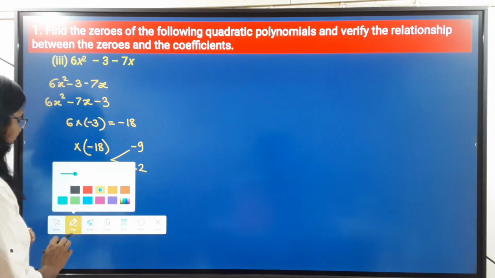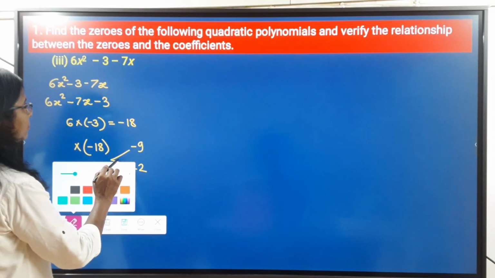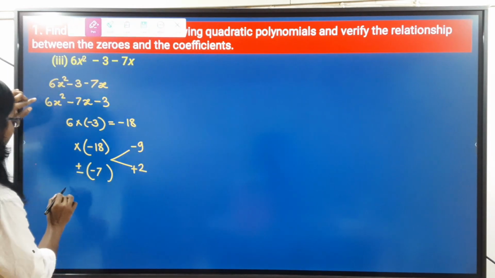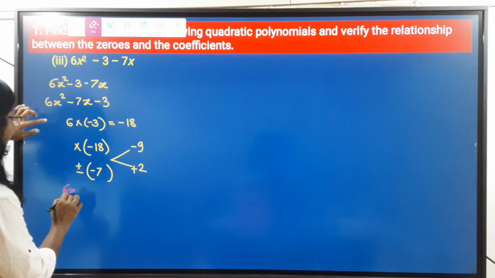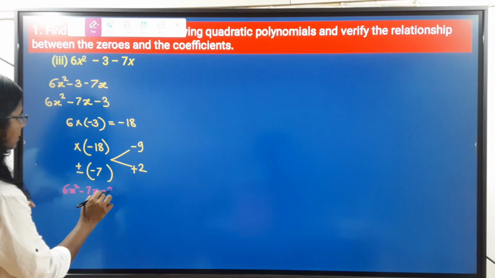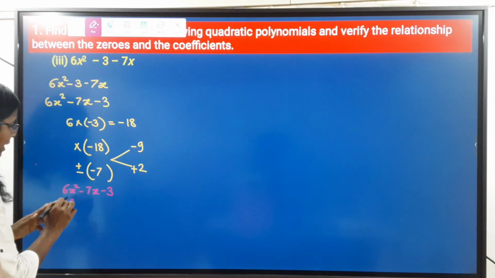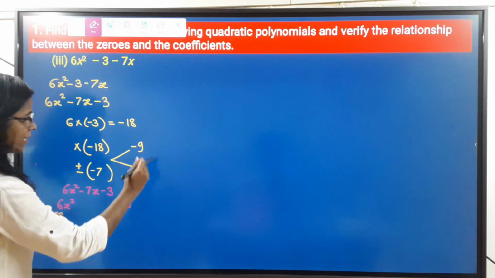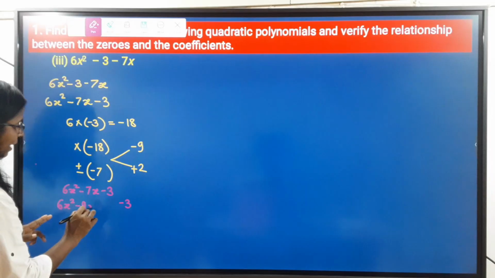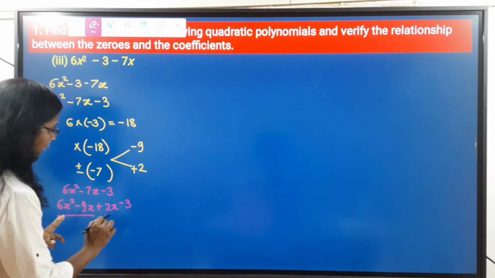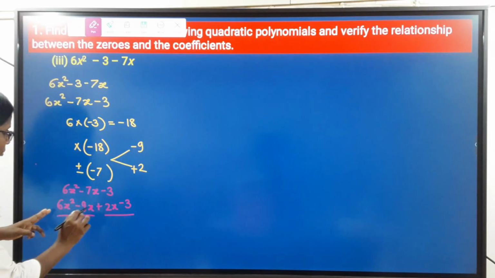So now here, students, the next part is that first we write down the quadratic polynomial 6x square minus 7x minus 3. Then arrange the terms. Write down the first term and the last term as it is and arrange these two terms in between them. So minus 9x plus 2x. Now make the group of the first two and the second two, and factor out the common.